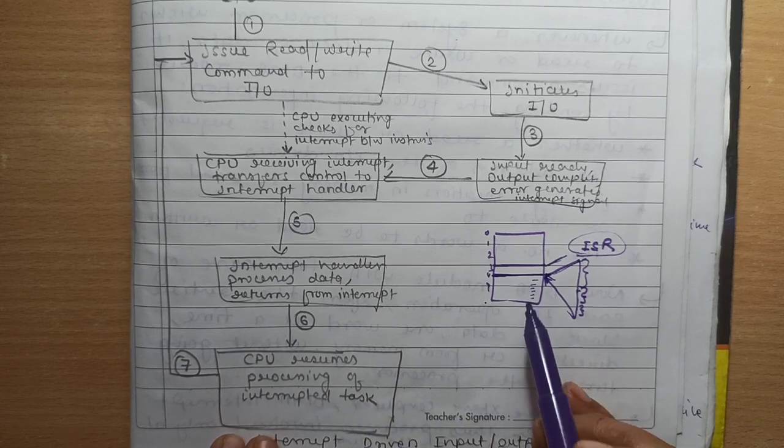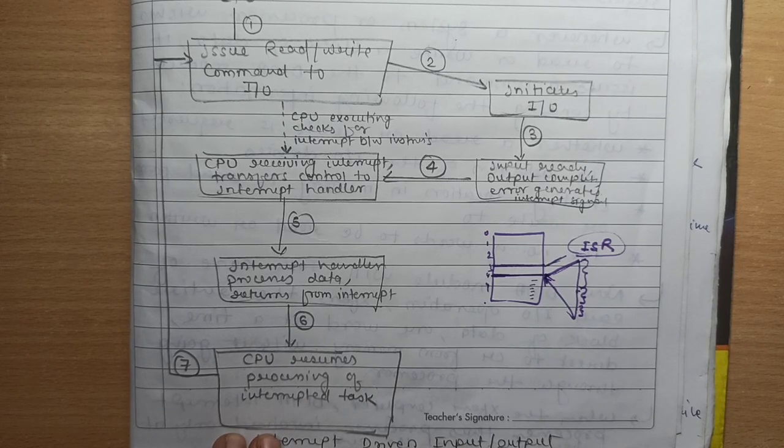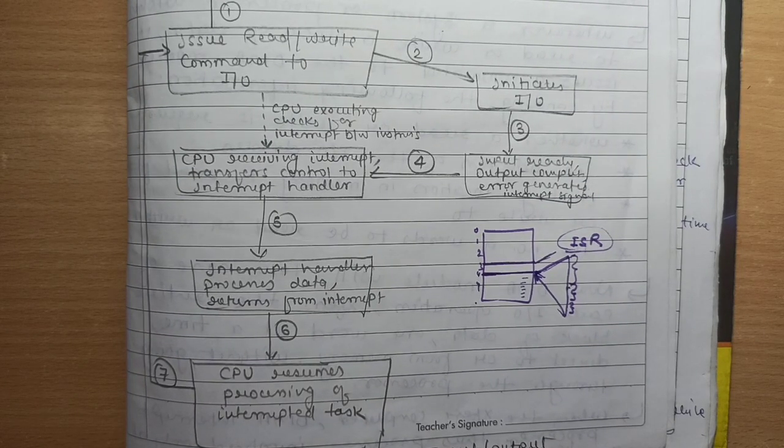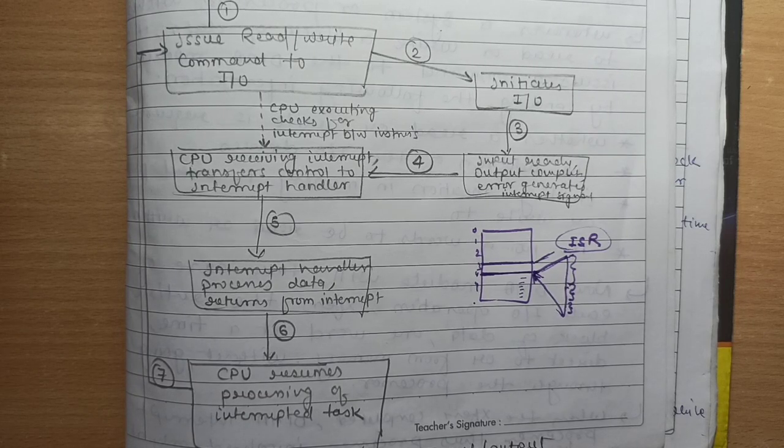So this is interrupt driven input output, where the processor is not wasting its valuable time just to get the input or output data from the IO devices. Okay, so in this way, the interrupt driven input output mode of transfer works.